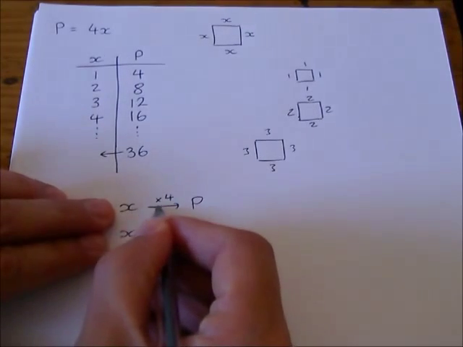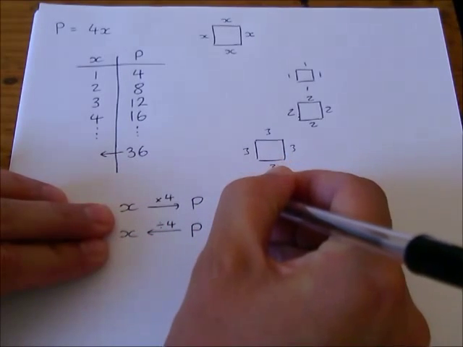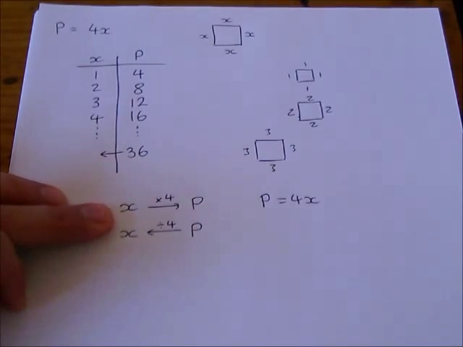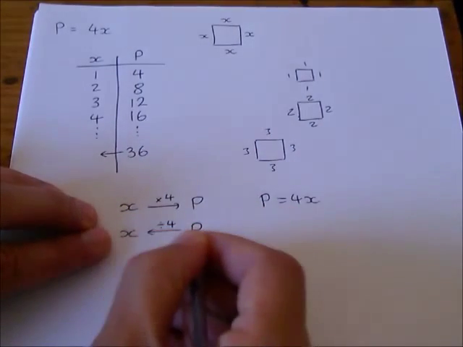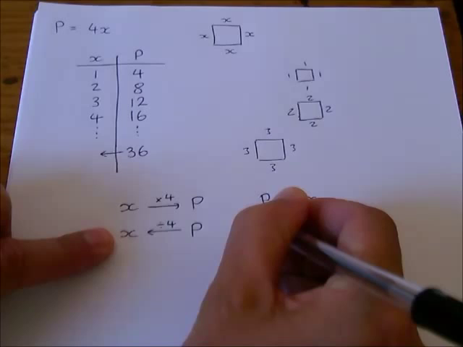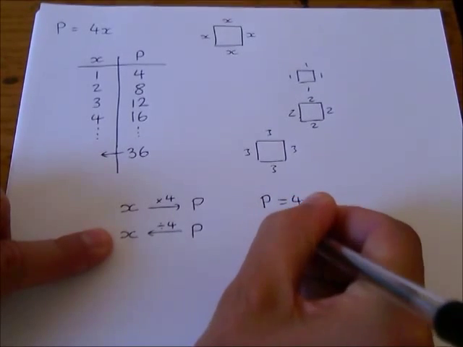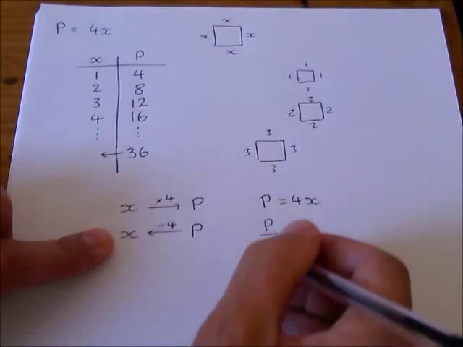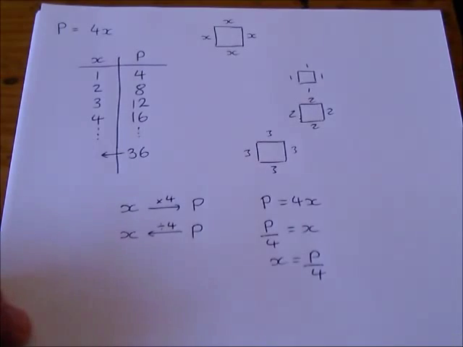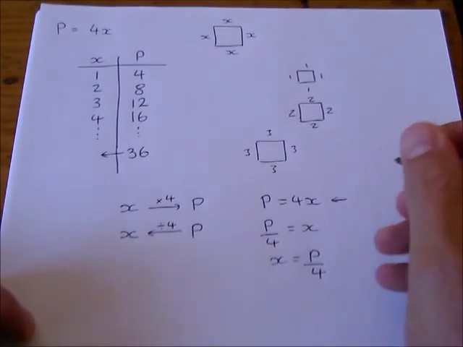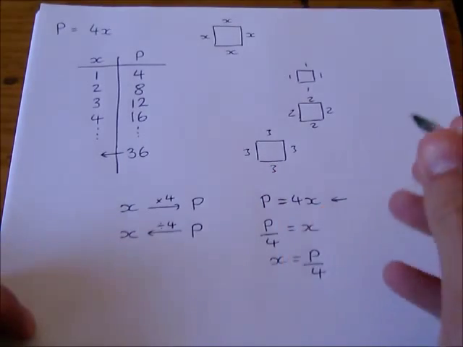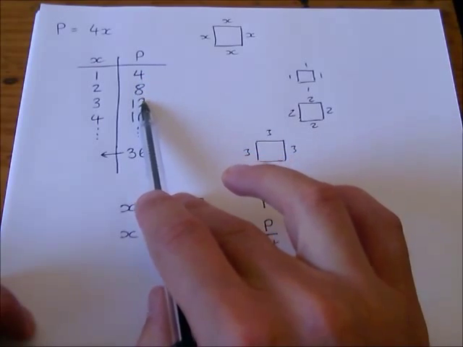So this one, X times 4 makes P. We wrote it like this, P equals 4X. And this one here says, if I read it backwards, P divided by 4 equals X. So I could write it like that, but it's more often that we switch those two around and write it like that. So this was my original formula that I was given, and I was using that to work out the numbers in the P column.